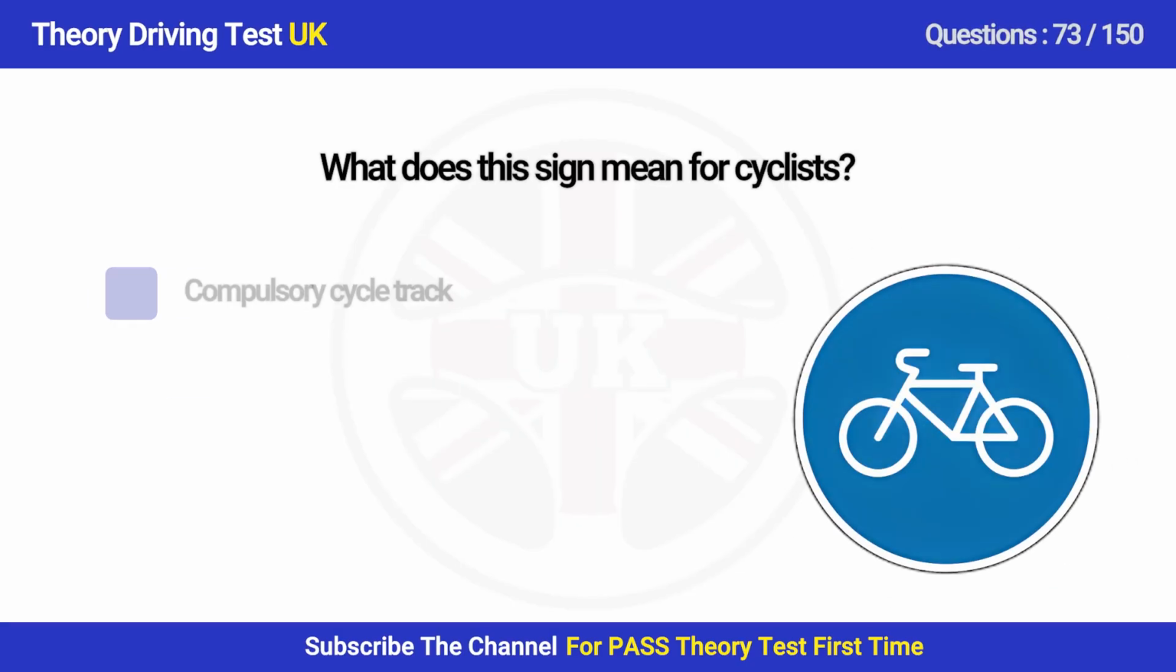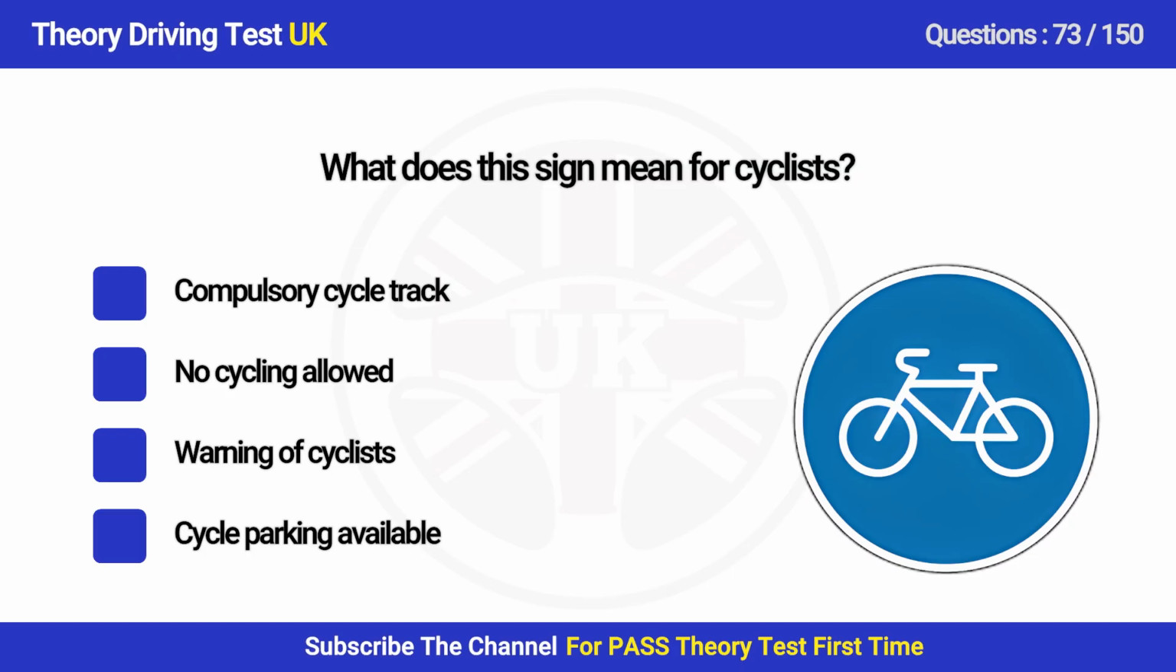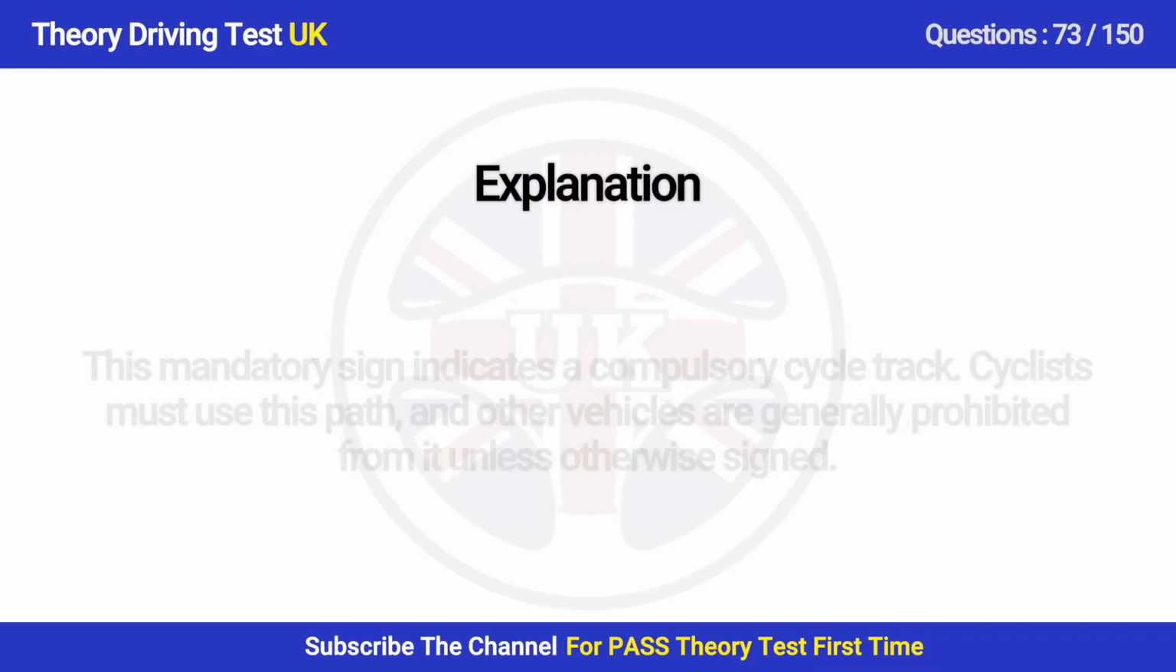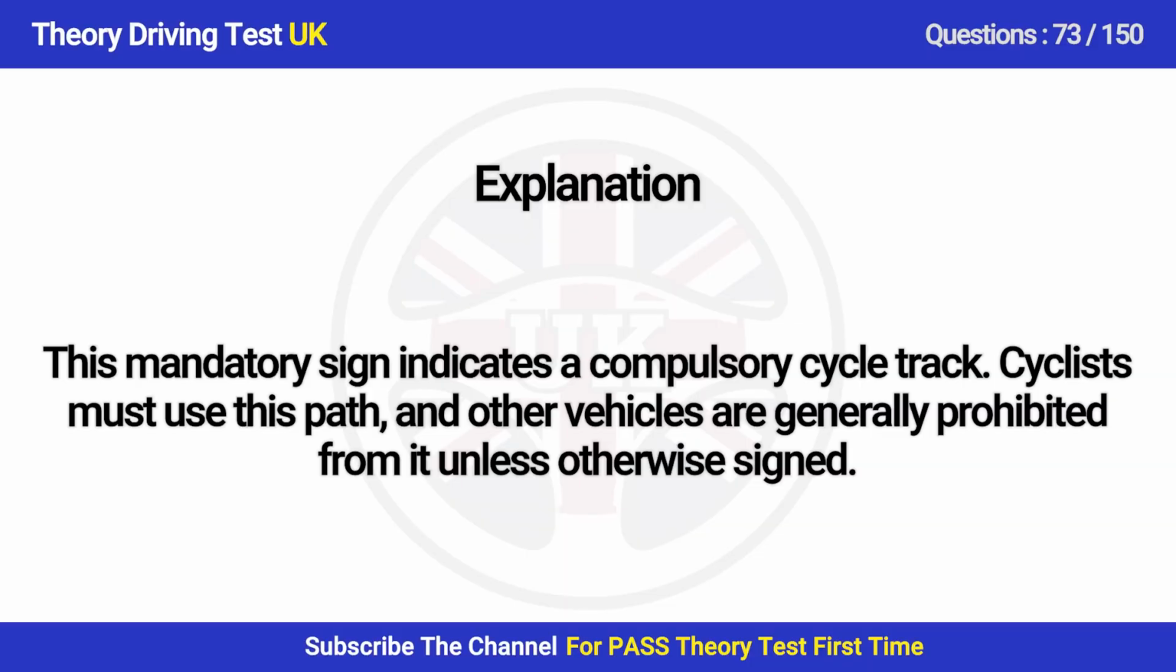Question 73. What does this sign mean for cyclists? A. Compulsory cycle track. B. No cycling allowed. C. Warning of cyclists. D. Cycle parking available. Answers is A. Compulsory cycle track. This mandatory sign indicates a compulsory cycle track. Cyclists must use this path, and other vehicles are generally prohibited from it unless otherwise signed.